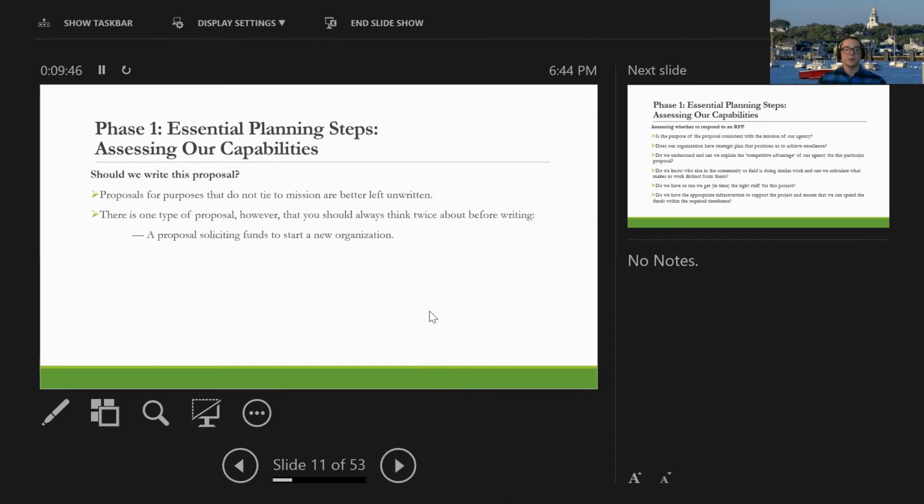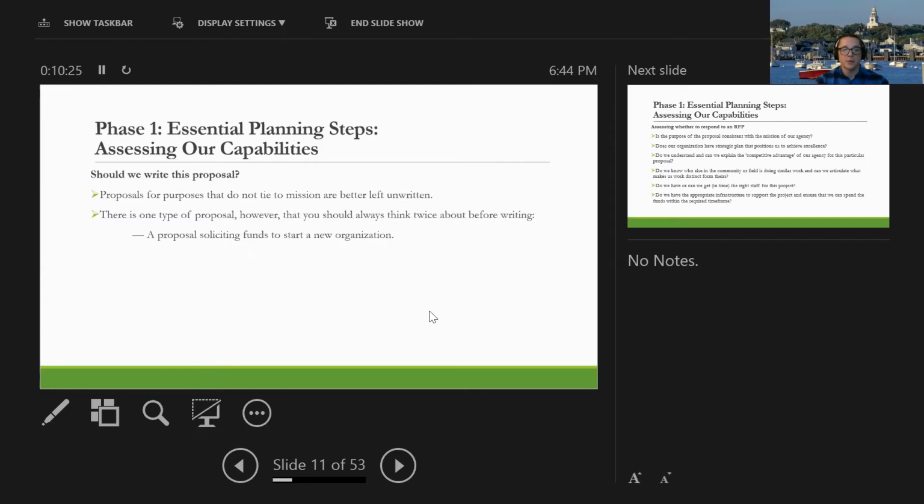And so the question is asked, should you write these proposals? Proposals for purposes that do not tie to the mission are better left unwritten. Now that is specifically your mission. A funder doesn't want to award a proposal that seems to be extramural to the mission or the need that you're providing within your community. They really want to see a tie there. And to go even further, you're going to want that proposal to match up with their mission as well. Your mission and their mission, more often than not, should overlap in some way.